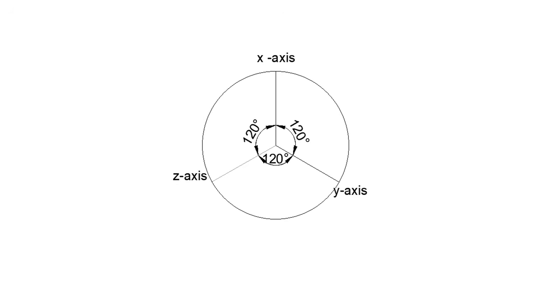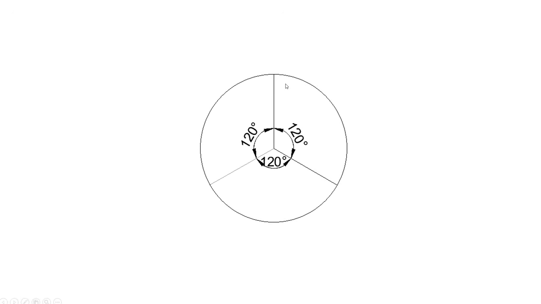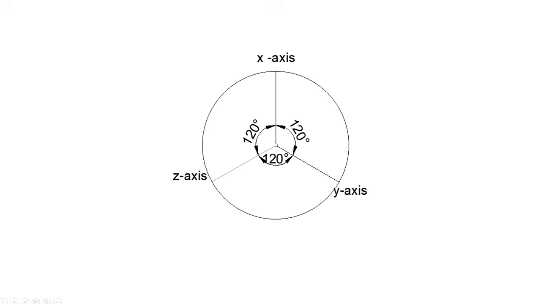But in a plane the total angle will be 360 degrees, and if you divide that into 3 like this, one angle will be 120 degrees. So if you consider this one as x-axis and this one as y-axis and this one as z-axis, those axes will be at an angle of 120 degrees to each other, whereas in space these axes will be at 90 degrees to each other. Here it is 120 degrees.